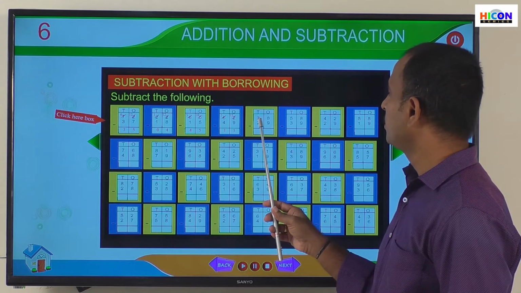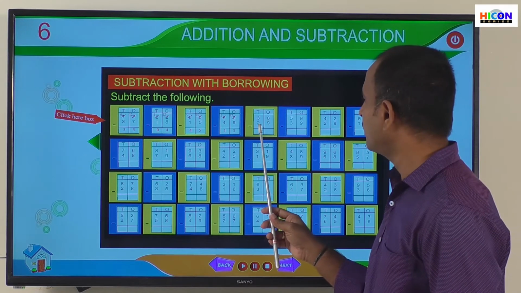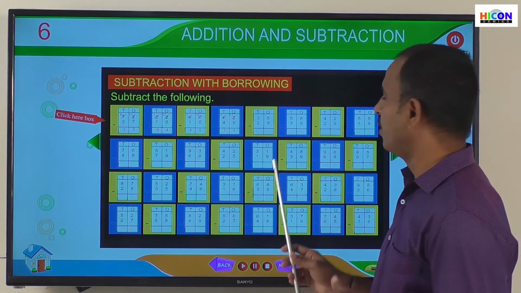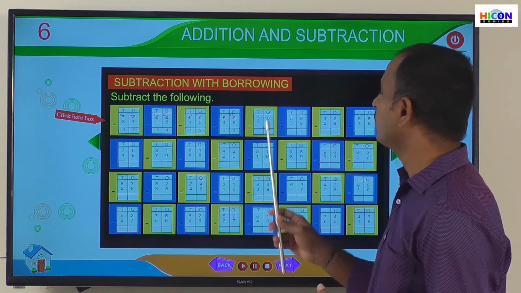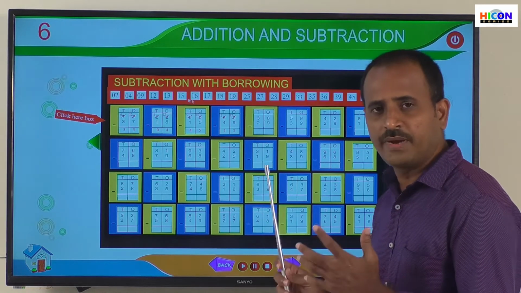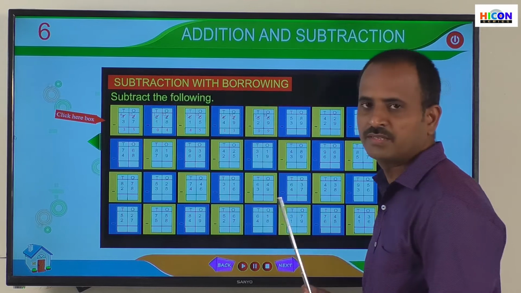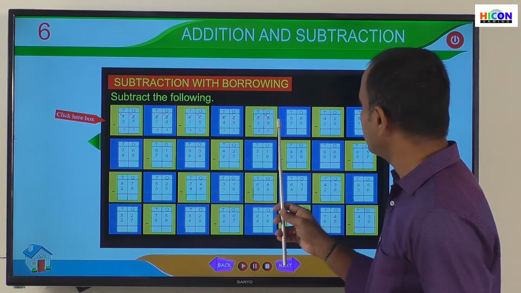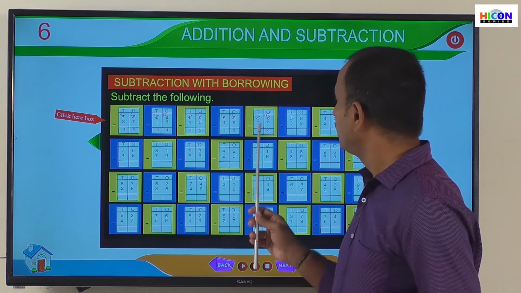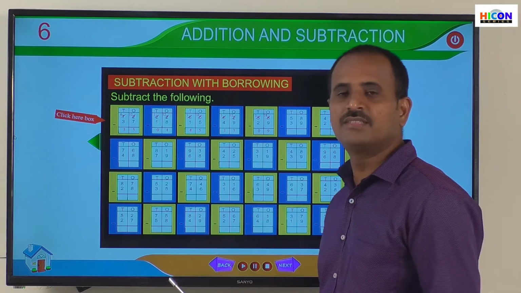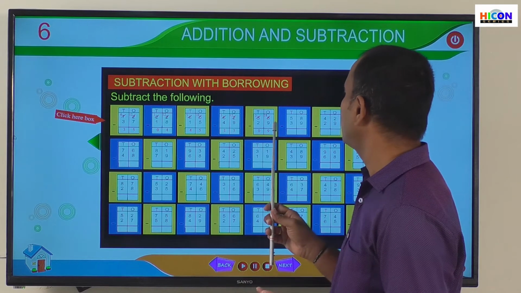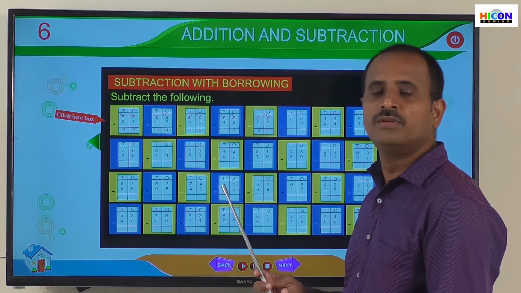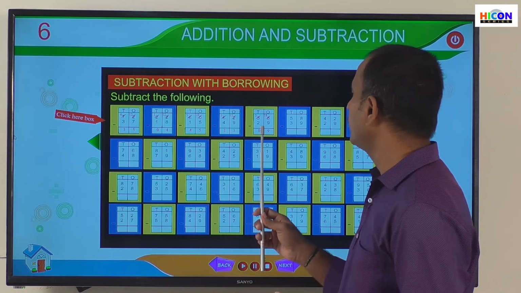So here also the first number is 38, the second number is 29. We have to subtract 29 from 38. So first subtract the digits present in the ones place. What are the digits here? 8 and 9. So can we subtract 9 from it? No, because 9 is the greater number, 8 is the smaller number. We cannot subtract 9 from 8. So what do we have to do? We have to borrow from the next place.